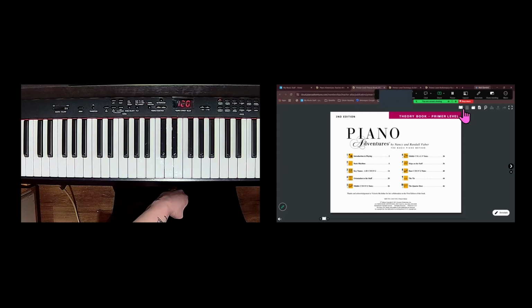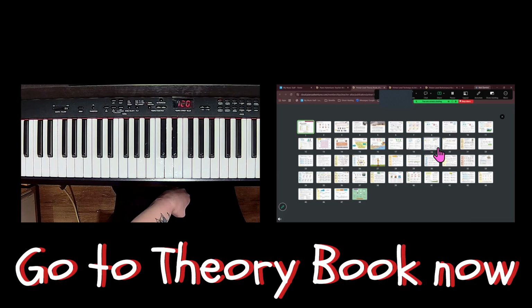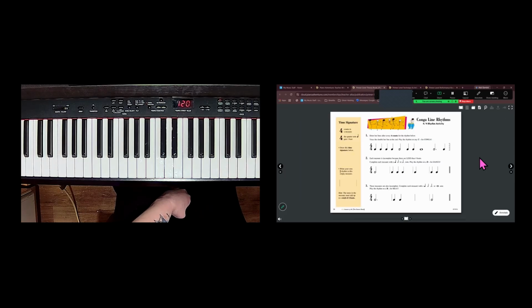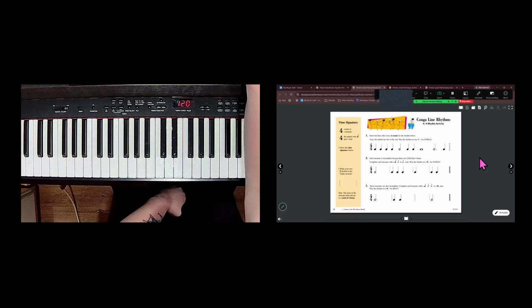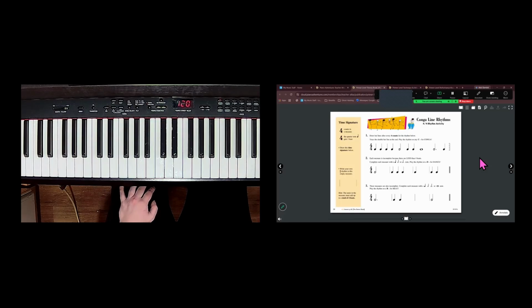And then your theory book, I believe we were on Unit 5 for that one as well. And I think that would be right here. Congo line rhythms. Okay, so for this one, you are to draw bar lines after every 4 counts for the rhythm below to create measures. Trace the double bar line at the end and play the rhythm on any C for a Congo.